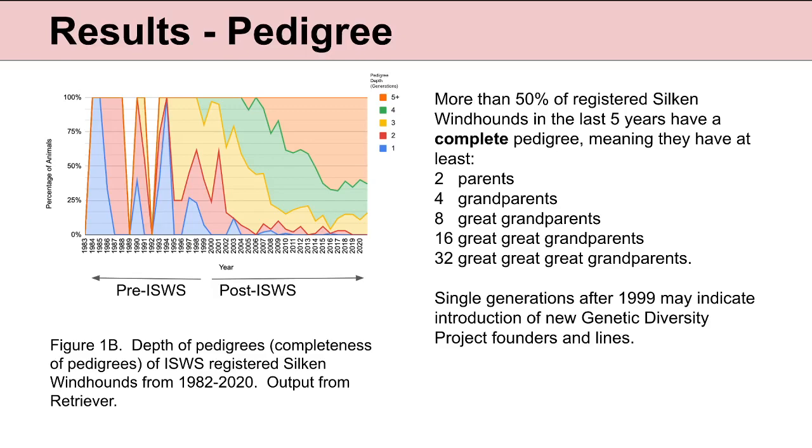So by now, in the last 5 years, more than 50% of registered Silken Windhounds have a complete pedigree, meaning they have 2 parents, 4 grandparents, 8 great-grandparents, 16 great-great-grandparents, and 32 great-great-great-grandparents. And that's shown in the orange portion of the graph on the right. Single generations after 1999 may indicate that there are introductions of new genetic diversity project founders and lines. So that's what I think those little blips are on the bottom of blue and red.